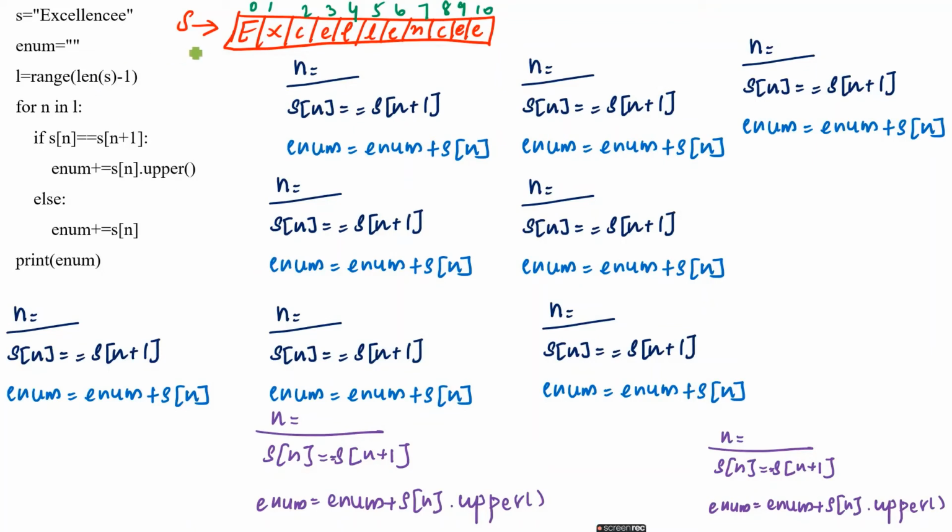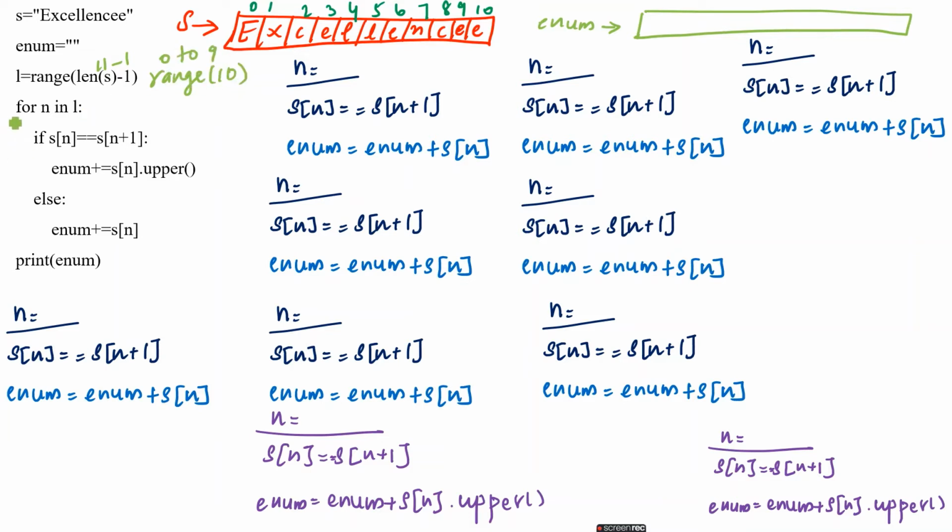Next question is S equal to excellency. S refers to the value excellency. It is having the index values 0, 1, 2, 3, 4, 5, 6, 7, 8, 9, 10. Now enum is an empty string and it can store values. Now we can see L equal to range of length of S minus 1. Length of S means the length of the string S, how many characters are present in S. There are 11 characters. So 11 minus 1, it is 10. So range function will be like this. Range of 10 means we'll get values from 0 to 9.